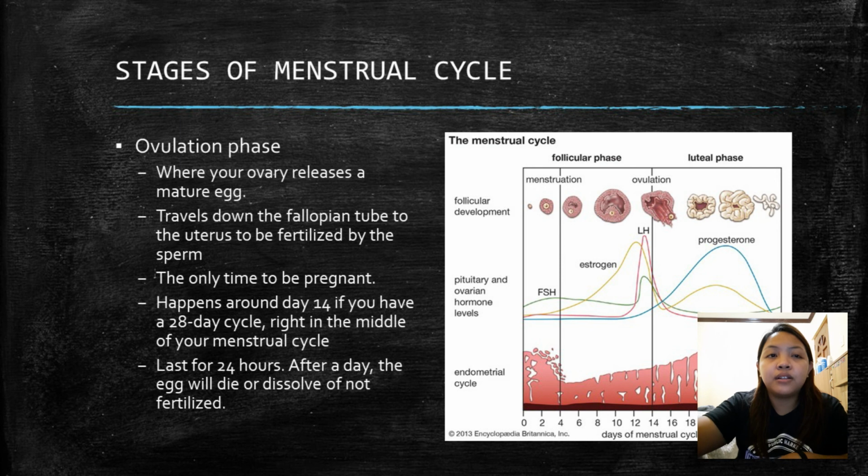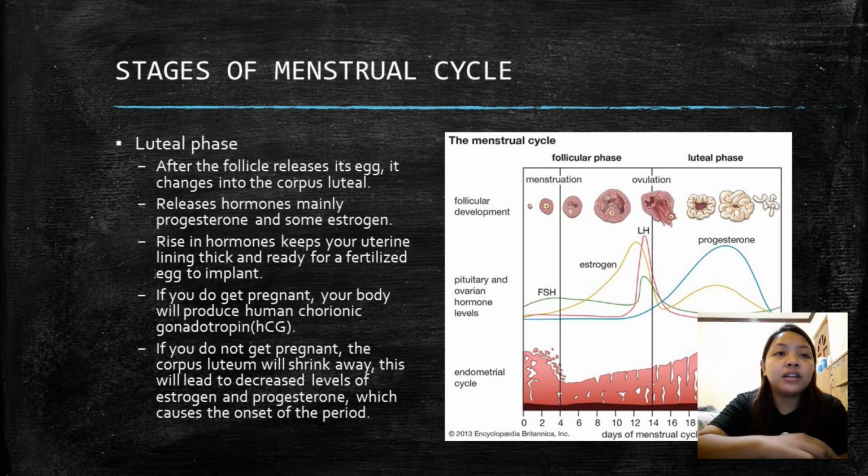Next is the luteal phase. After the follicle releases its egg, it changes into the corpus luteum, which releases hormones, mainly progesterone and some estrogen. The rise in hormones keeps your uterine lining thick and ready for a fertilized egg to implant. If you do get pregnant, your body will produce human chorionic gonadotropin. It is the hormone a pregnancy test detects.